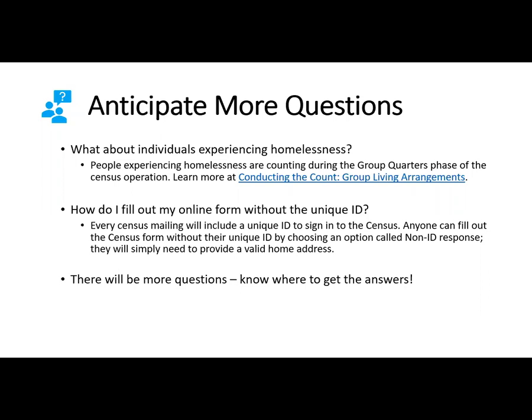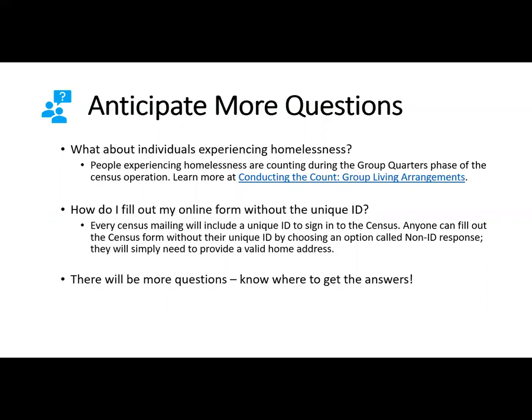There is one night that they go out, a whole big operation, and they count everybody that they can find who's under a bridge or on a bench or in an alley. They do their best, and that's where we get our demographics and our numbers through the census for people experiencing homelessness.